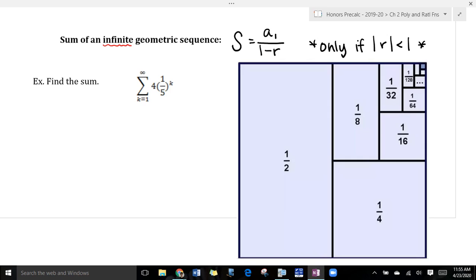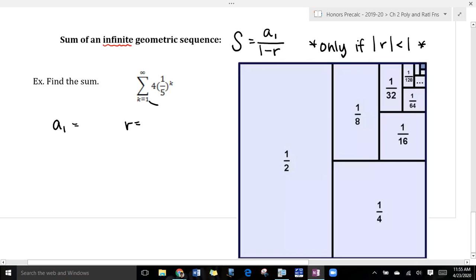Okay, so let's look at this example. I've got sigma 1 to infinity, so I can see it's infinite, 4 times 1/5 to the k. And I just see that I've chosen k as a variable. It doesn't matter. That's just, whatever. So first off, we know it's geometric because it looks like an exponential function in which we've got an exponent that's a variable. So I just need to know two things. I need to know what's my first term, and I need to know what r is.